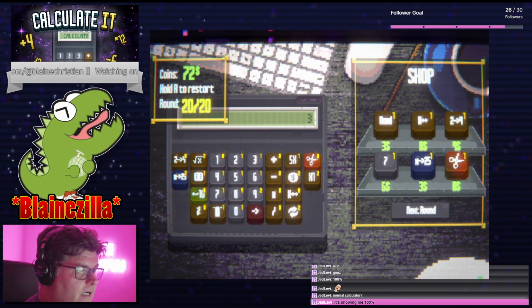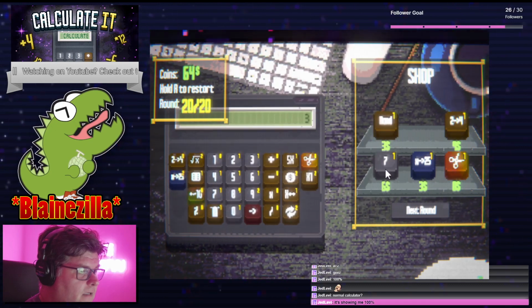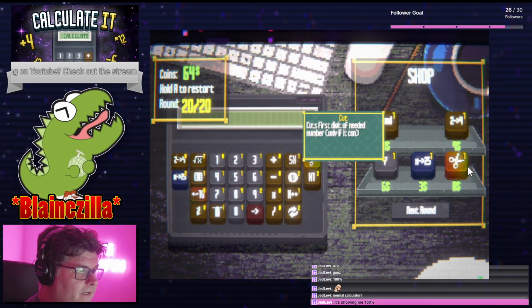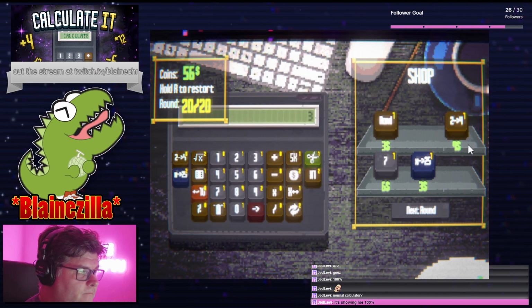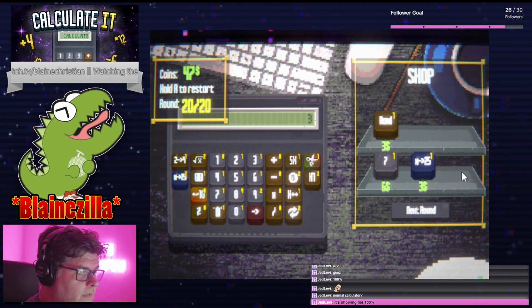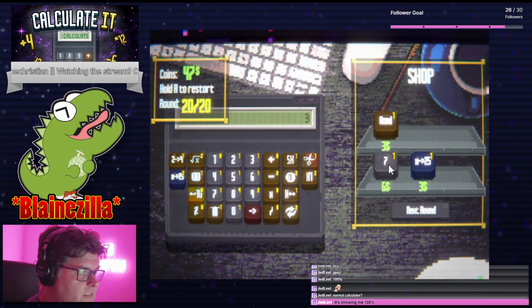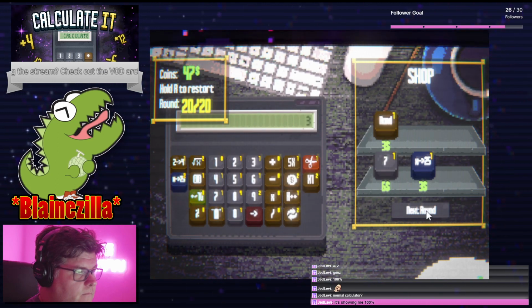All right. Let's take increment for the love of God. Any operator right now. That cut is huge. 2 to 4. We'll take one of them. And then random we don't trust. We already have a 7. We don't have any operators, so it doesn't matter. Next round.